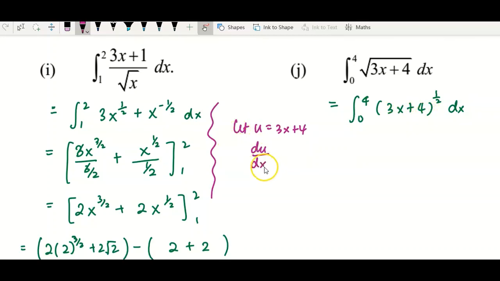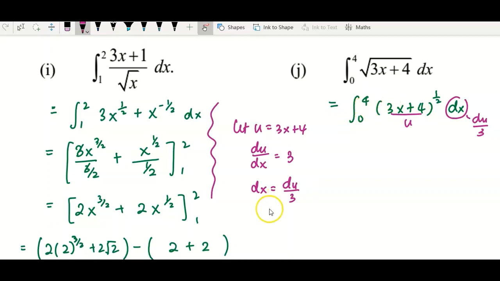After that, you need to find your du/dx as well, because later on the dx here needs to be substituted in terms of du. Get your du/dx first. You have du/dx equals 3, meaning that dx can be substituted as du over 3. So this dx later on will become du over 3, and this becomes u.